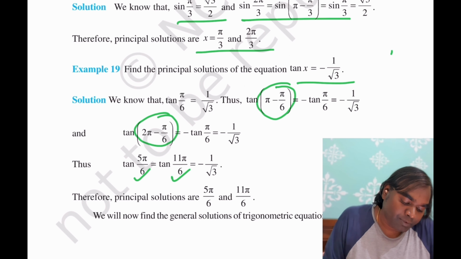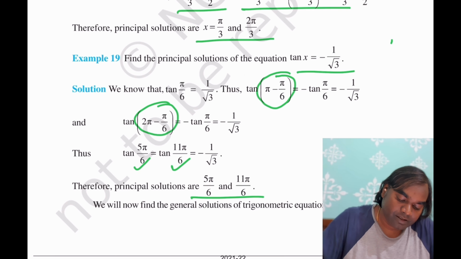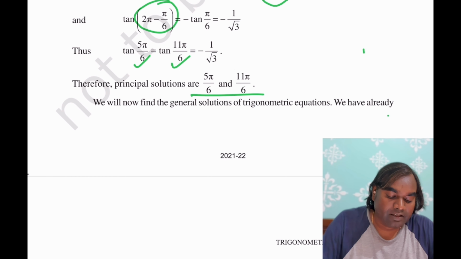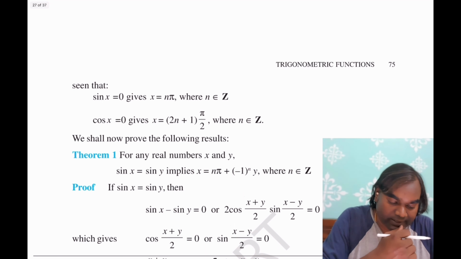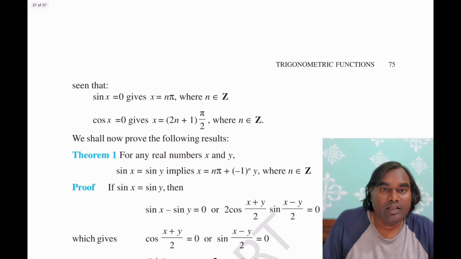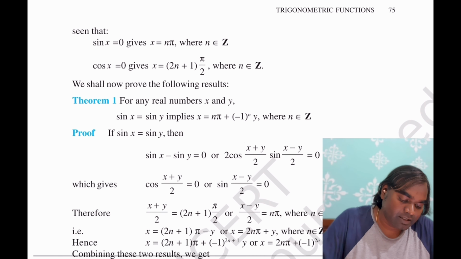Okay, so the principal solutions are 5 pi by 6 and 11 pi by 6. Now let us find the general solutions of trigonometric equations. We already know that sin x equal to 0 gives x is equal to n pi, and cos x equal to 0 gives x is equal to odd multiples of pi by 2, that is (2n plus 1) pi by 2. Now we will use this result.